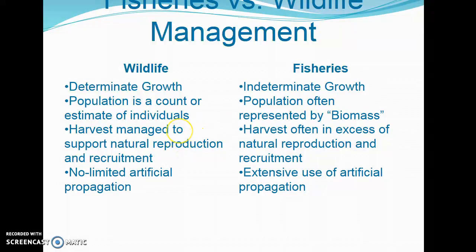With wildlife, we harvest. The harvest is managed to support natural reproduction and recruitment. In a fisheries, we often allow harvest that goes beyond what natural reproduction could occur because we supplementally stock so much of our fisheries. And with wildlife, we have no or limited artificial propagation. We don't grow wild animals in captivity too often and supplement wild populations.